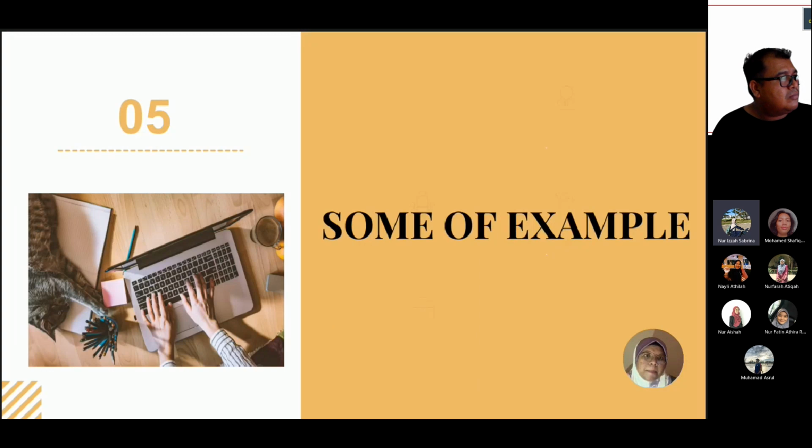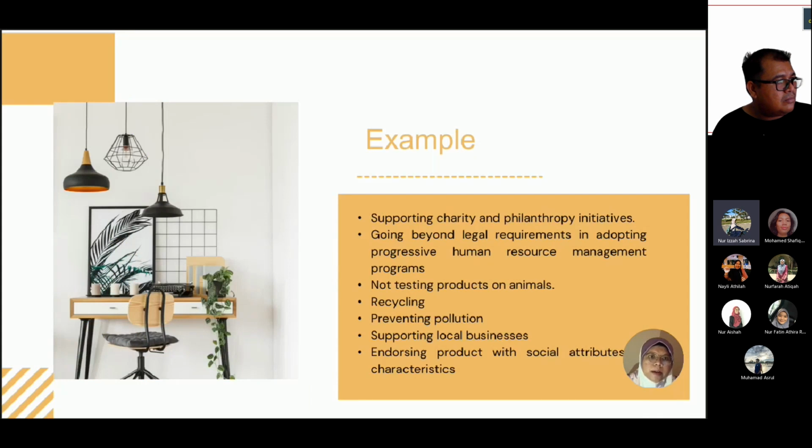Okay, CSR examples. Sebenarnya banyak example dalam Google kalau kita cari, tapi sini saya fokus beberapa je lah example. Mungkin senang untuk kita faham. Okay, the first one is supporting charity and philanthropy initiatives. Second one is going beyond legal requirements in adopting progressive human resource management programs. The third one is not testing products on animals.